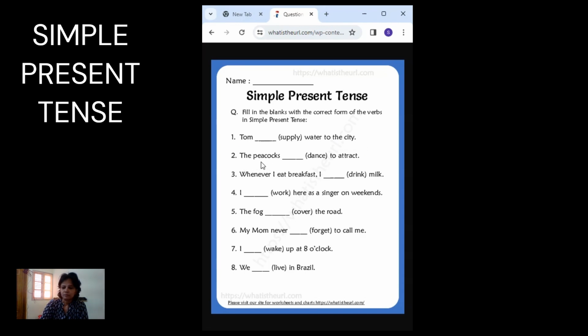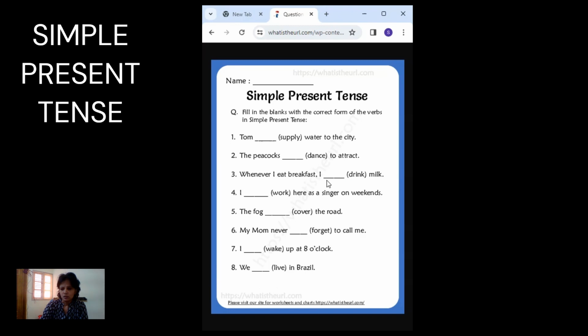And the second one, the peacocks dash to attract. Here peacocks means more than one, which is in plural form. So we use the same verb like this: the peacocks dance to attract. We don't have to add any s or anything like that. We should write the same, peacocks dance to attract. And the third one, whenever I eat breakfast, I drink milk.